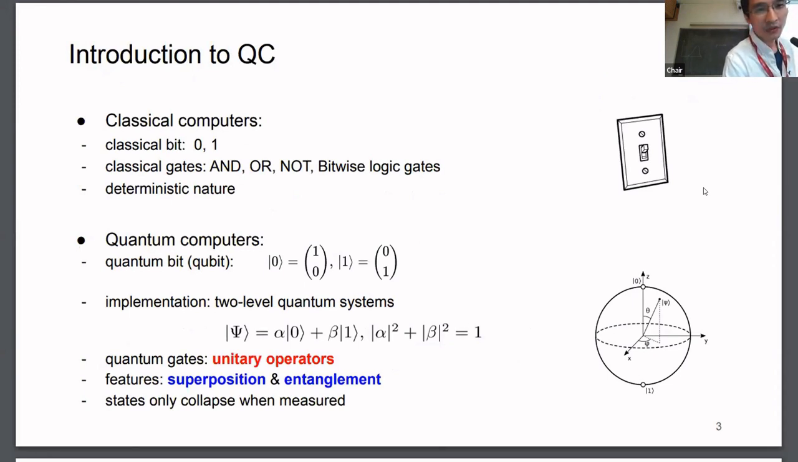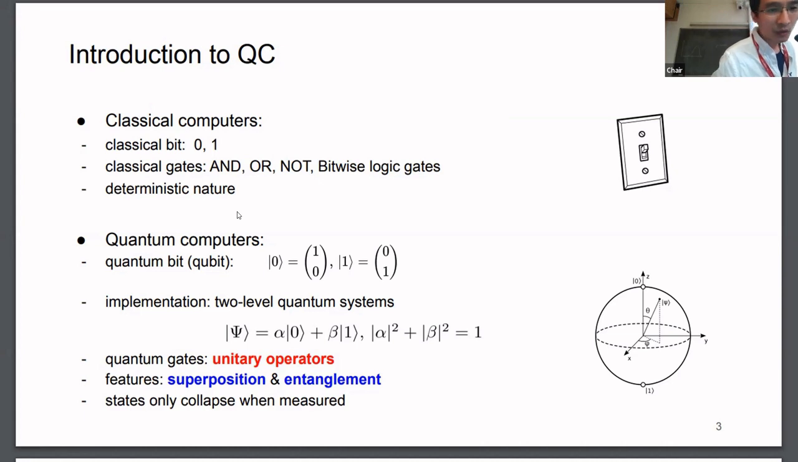This is a brief introduction to quantum computing. On the one hand, we have these classical computers that we know. The lowest bit of information is the classical bit, 0 or 1. Then we have the classical gates. They are logic gates that we're familiar with. It has this deterministic nature. You can think about this as a switch like I put it here.